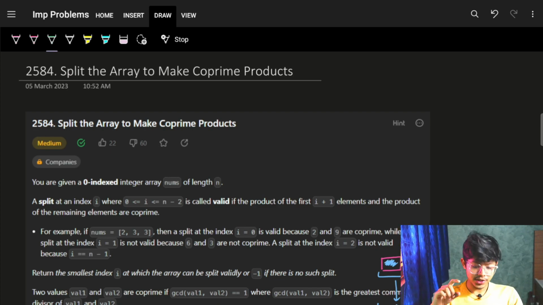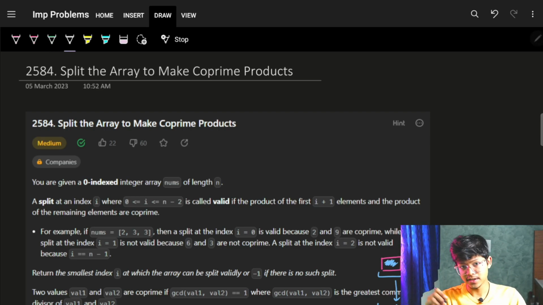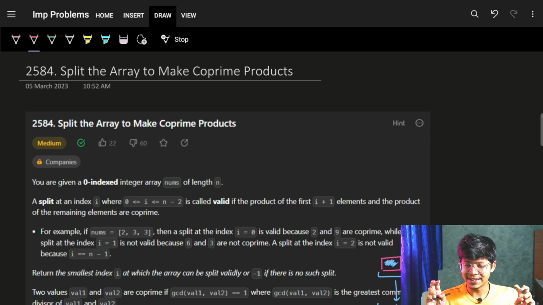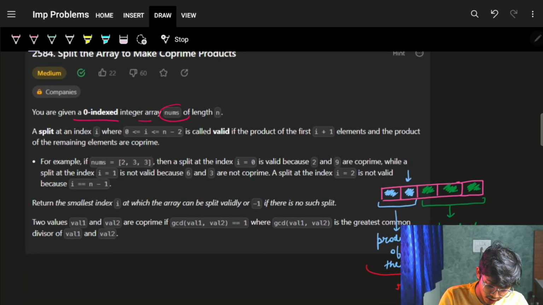Let's quickly jump to the question. It says split the array to make coprime products. It was a very interesting question. I saw in today's contest, the people were not able to do question 3, but they were able to do question 4. It was marked as medium, but it was quite hard, but not that hard. You will see. It says that we are given a zero-indexed integer array called nums.